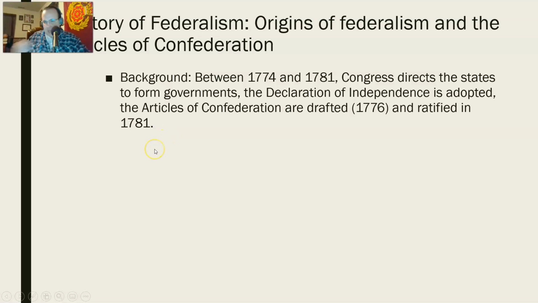So Congress, during our battle for independence and afterwards, between these years, 1774 and 1781, this is out of your book too, by the way, really directs the states to form their own governments. The Declaration of Independence is adopted. Thomas Jefferson and Company get that out and published. The Articles of Confederation are drafted. They're ratified by the individual states in 1781.